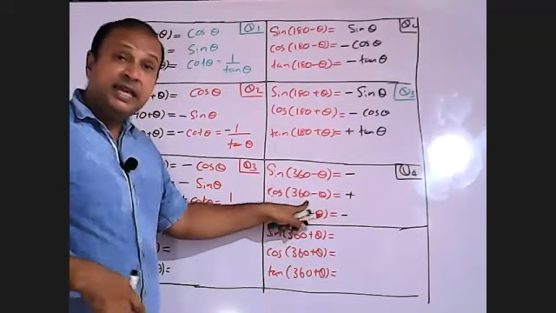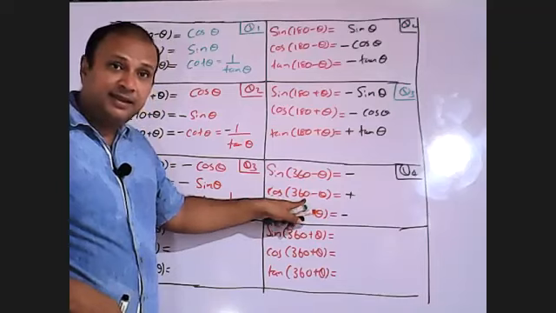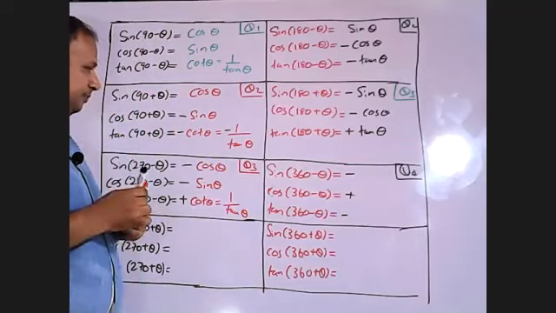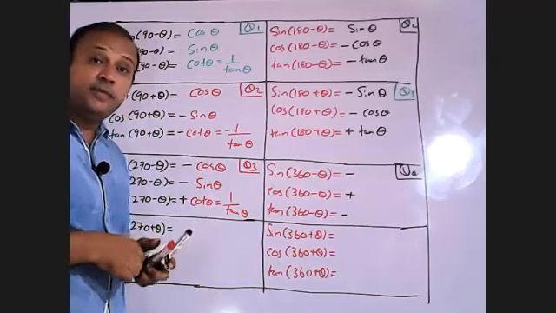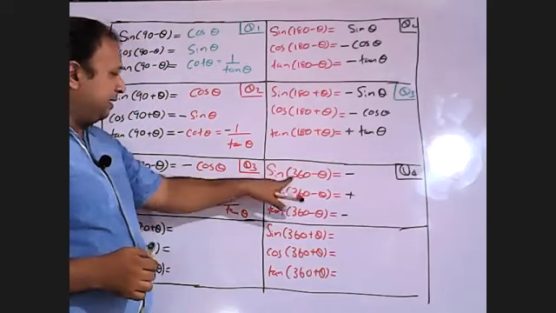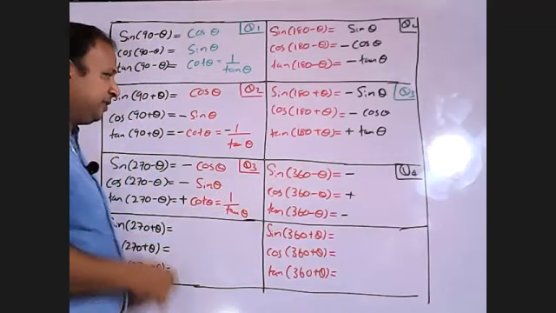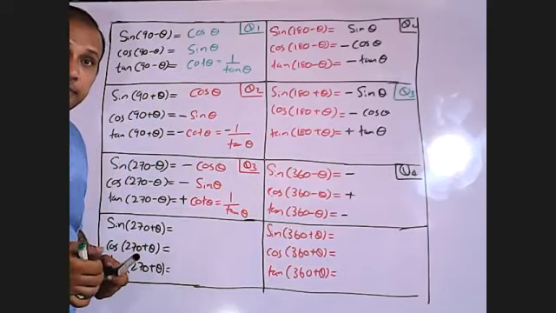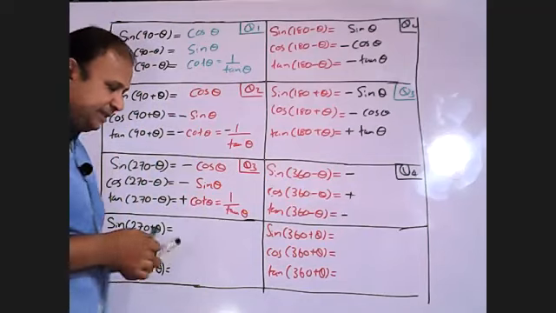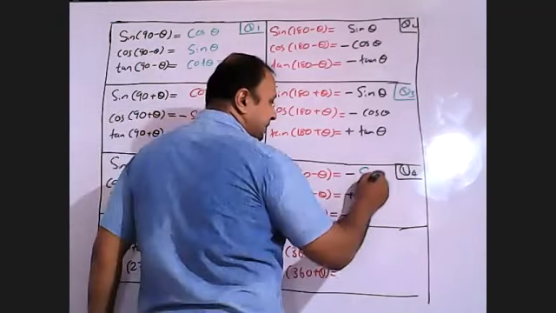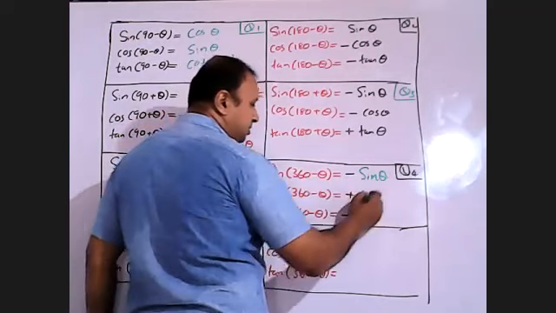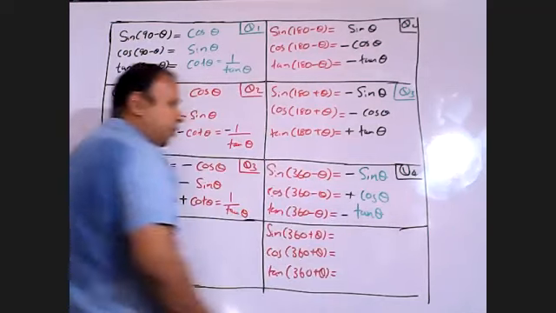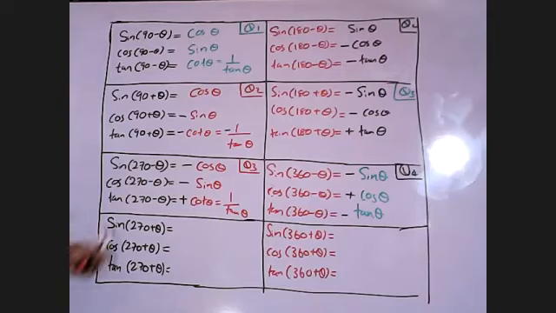First you have to determine the coordinate of this angle. Then, according to that coordinate, you have to determine the sign. Once you determine the sign, then you can determine the magnitude. As this is an even multiplication, what is the magnitude of this one? Sine 360 minus theta is sine theta. It remains as sine theta. This one remains as cos theta. This one remains as tan theta. They won't be changed.